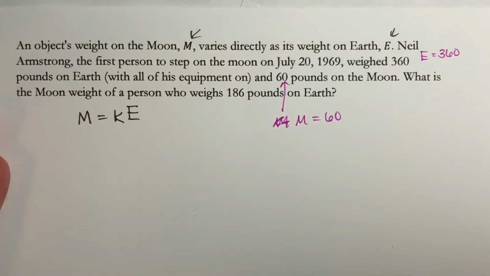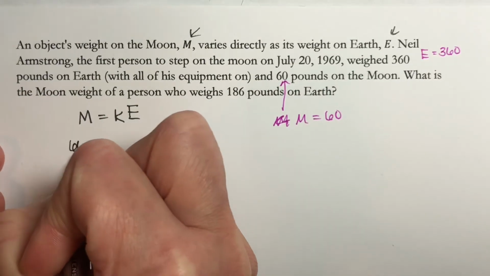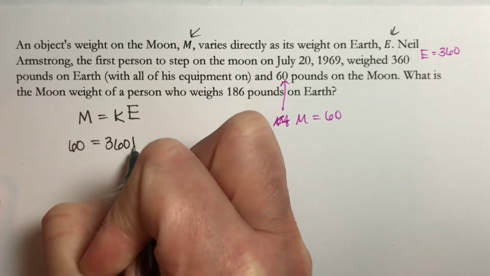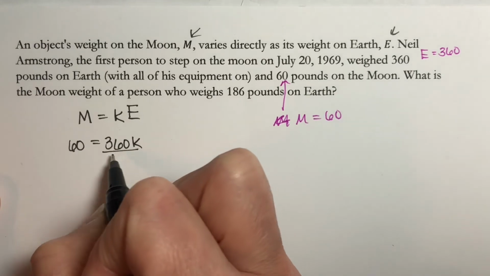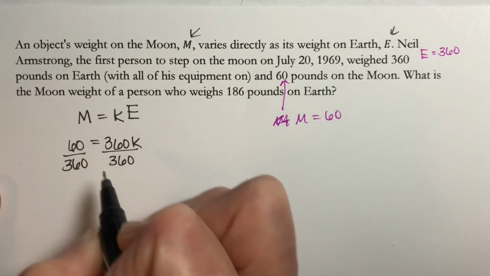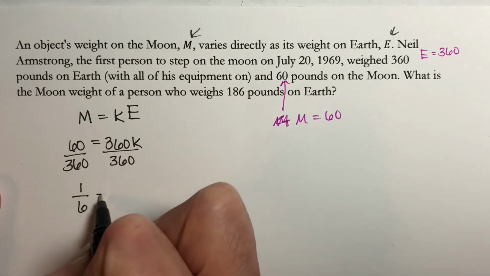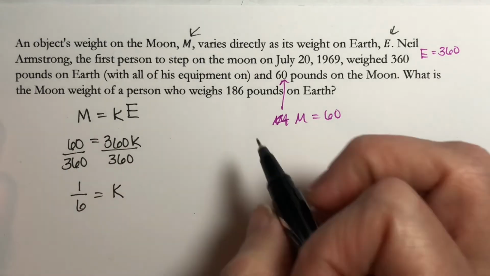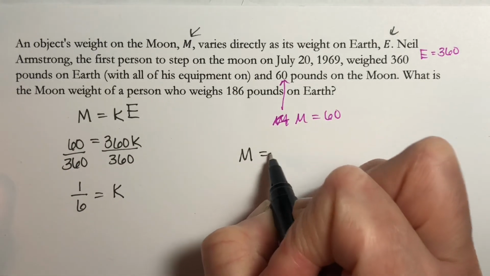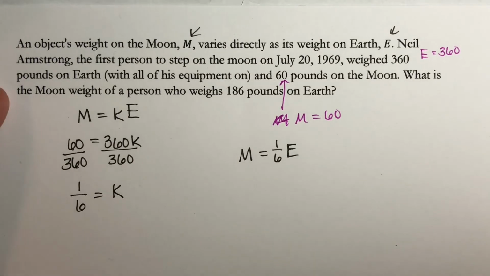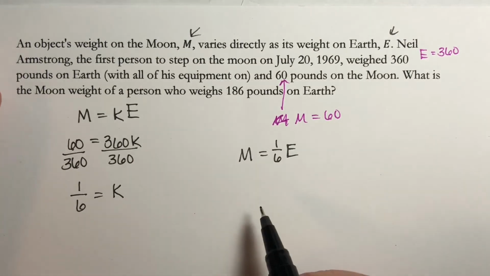Okay, so I have 60 is equal to 360K. Divide both sides by 360, and you'll find that 1/6 is equal to K. Okay, so let's improve our formula. M is equal to 1/6 of E.